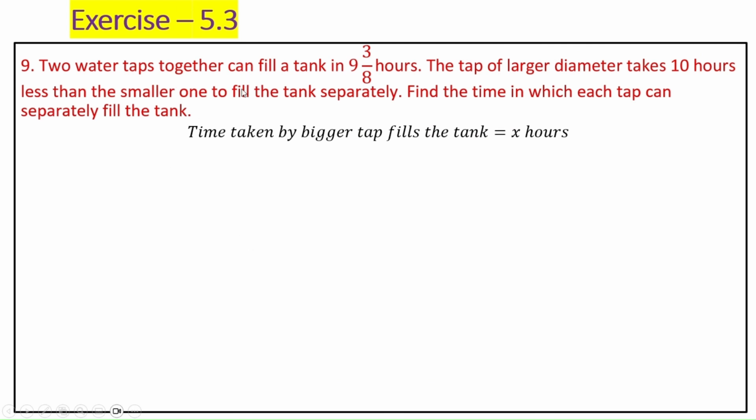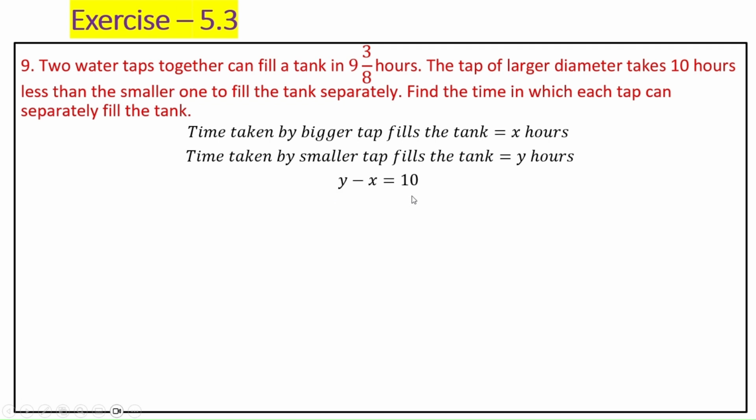Okay, the problem is stated here. The time taken by the bigger tap to fill the tank is x hours. Let the time taken by the smaller tap to fill the tank be y hours. So the difference y minus x is given equal to 10, because the tap of larger diameter takes 10 hours less than the smaller one, right? So y - x = 10.